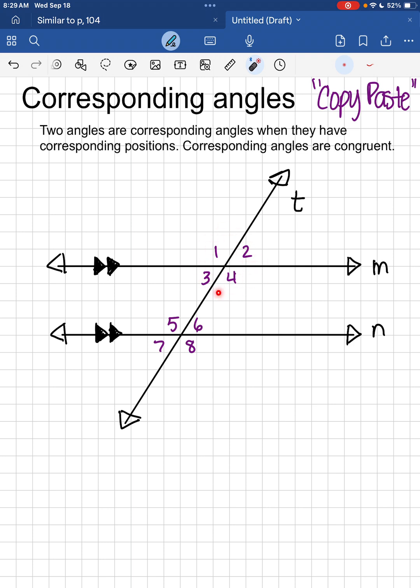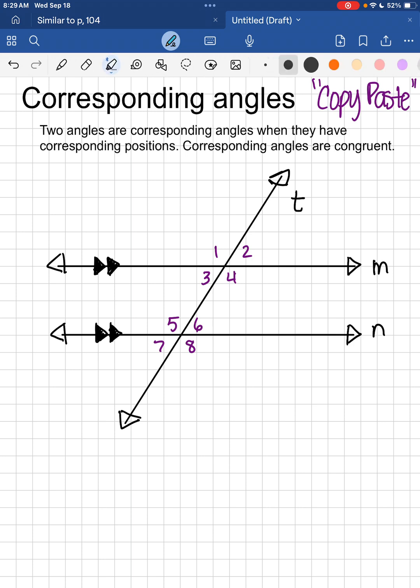So if you take this intersection right here and pretend like you're on a computer and you copied this intersection, and then you pasted it on top of this intersection, corresponding angles will be the ones that are on top of each other. So angle 1 and angle 5 will be on top of each other. Angle 2 and angle 6. Angle 4 and angle 8. Angle 3 and angle 7. And the reason why is because they're in corresponding positions, which is where this word comes from. Corresponding means in the same place with relation to each other.